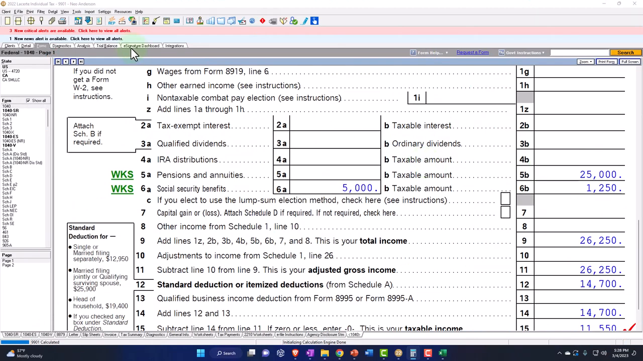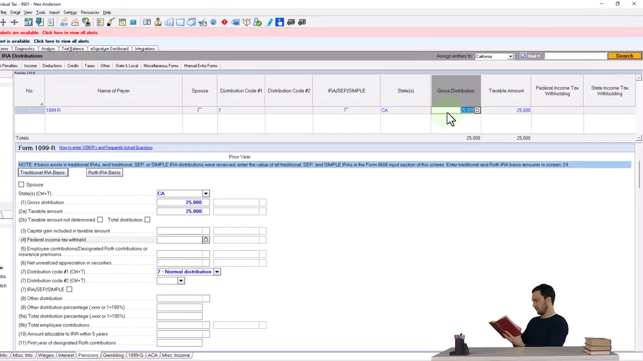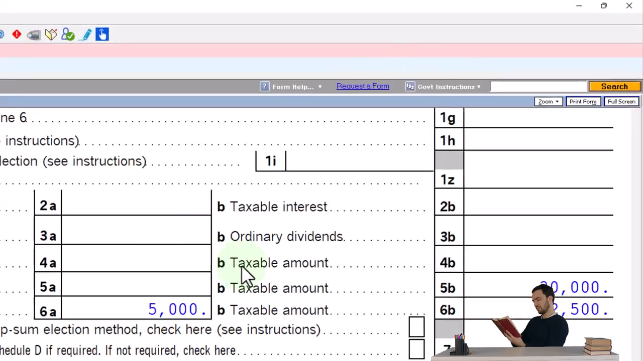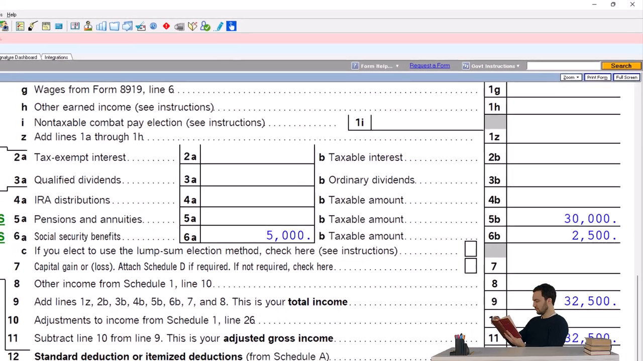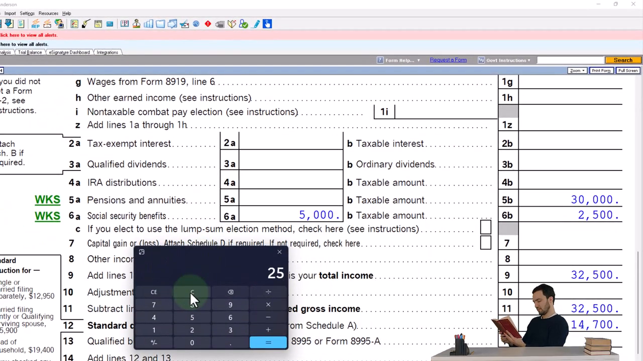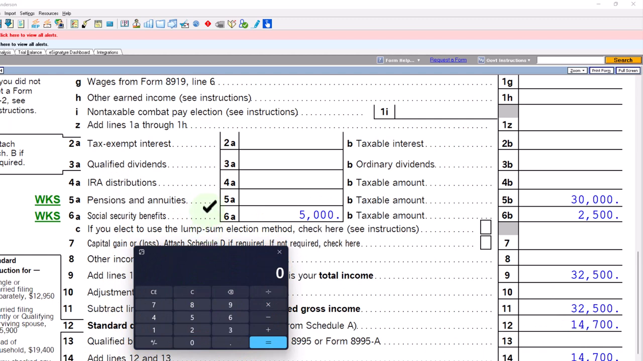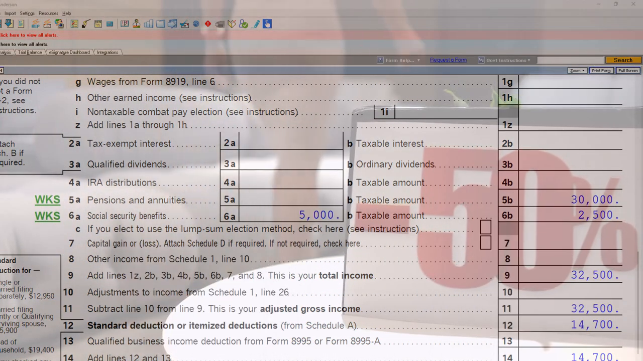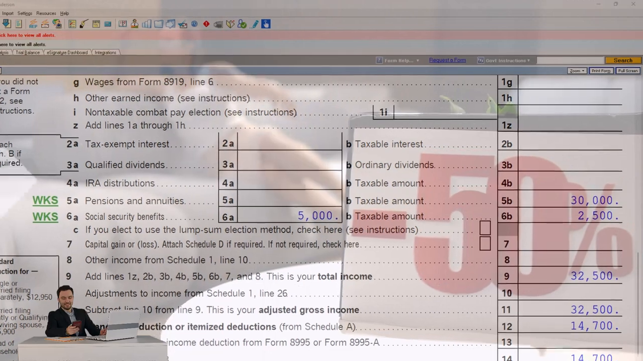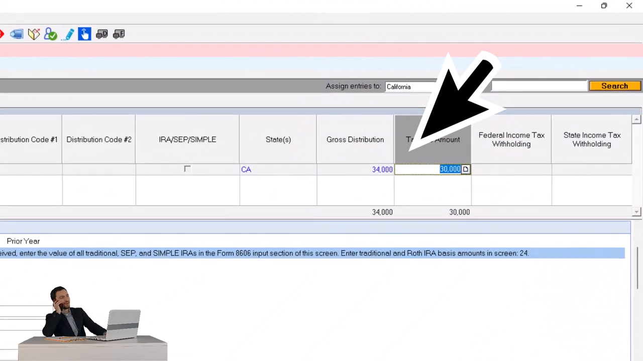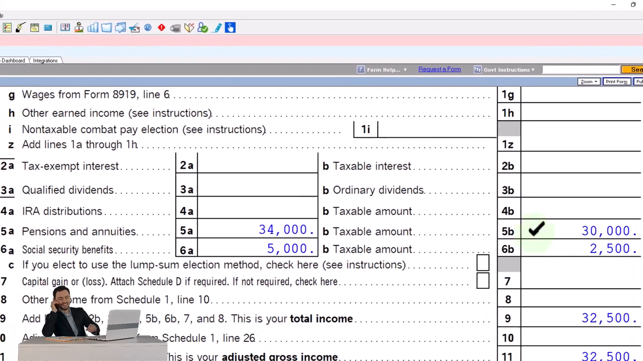Let's pull this amount up to like 30,000 and see what that does. Going back on over, now half of it, right? So it's going to be 2,500 divided by 5,000, 50%. And now let's bring it up to, I think it's like 34,000. And so now it's still at 50%.